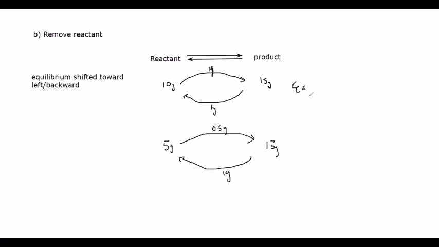This is the state when it was in equilibrium. But in the second case, we remove the reactant, so the equilibrium shifted towards the left-hand side.